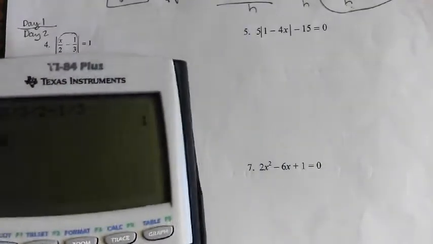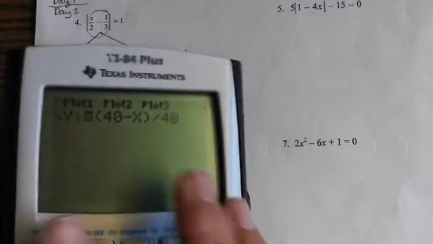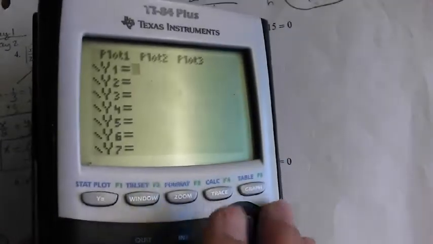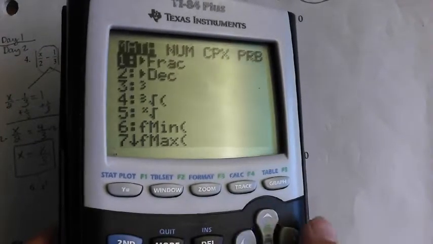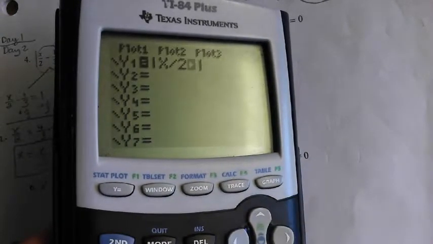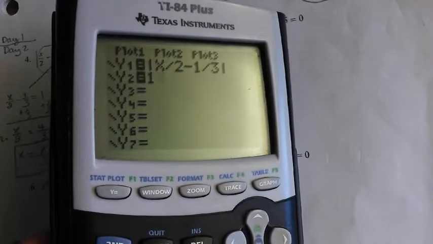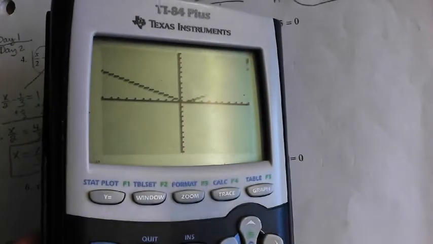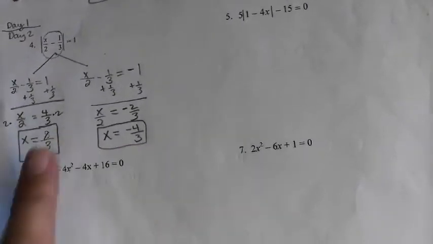I meant, how could you solve this graphically? Put it into y equals. Right, put both sides into y equals. Do they intersect? Exactly. So on the one equation, I would hit absolute value signs, which if you guys don't know, it's under your math and number, and it's the first option. Absolute value of x divided by 2 minus 1/3. And then on the other side, 1. I go zoom 6 just to make it negative 10 to 10. There's your absolute value function. Here's your line y equals 1. And wherever they intersect should be your 2 answers.